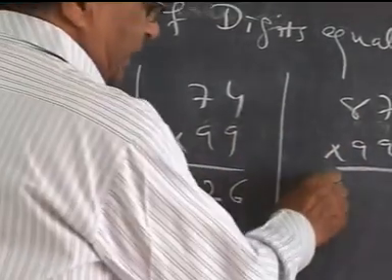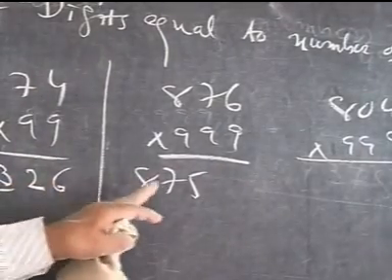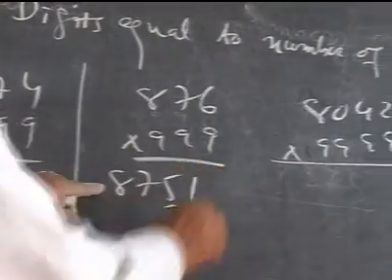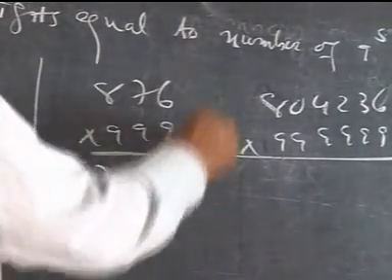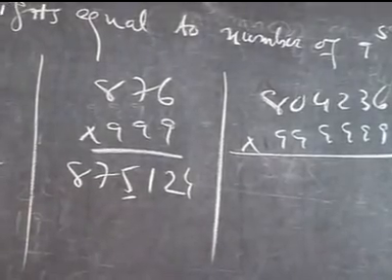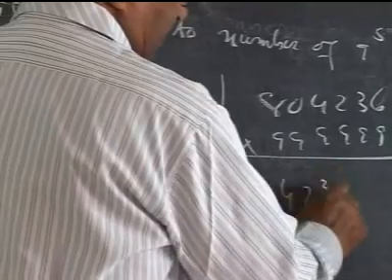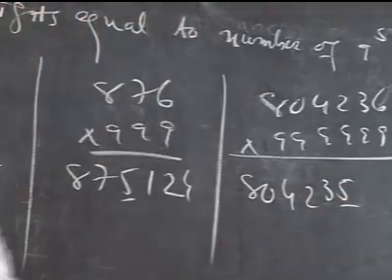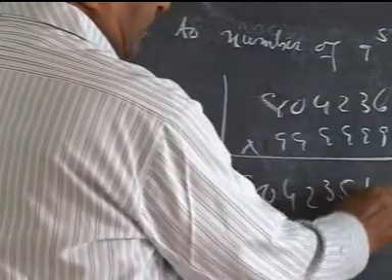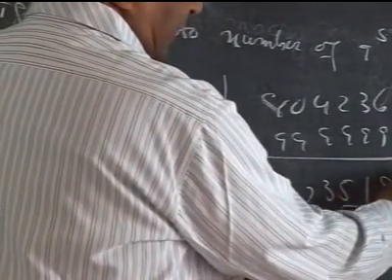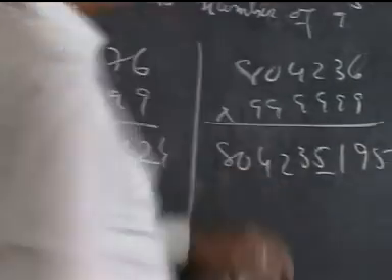This one. Subtract 1, you are getting 875. Subtract 8 from 9, you are getting 1. 7 from 9, you are getting 2. 5 from 9, it is 4. Same way here. Subtract 1, you are getting 804,235. Subtract each digit from 9: 1, 9, 5, 4, 9, 2, 7, 9, 3, 6, 9, 5, 4, 9 is the answer.